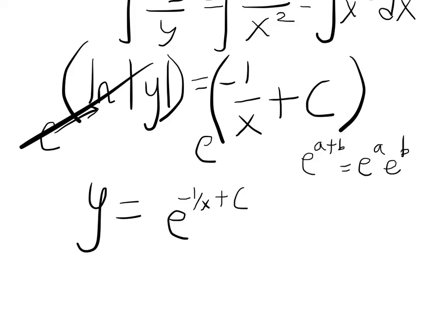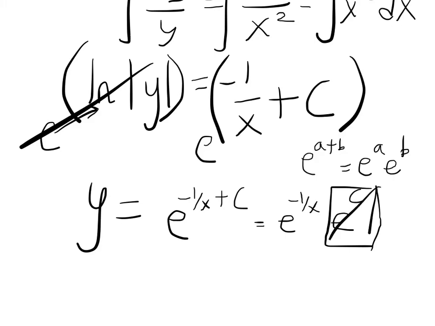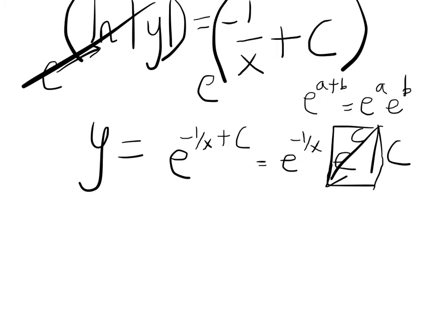So in this case, this is the same as e to the negative 1 over x times e to the c. But e to the c is just a constant. E is a number, right? 2.7 something, whatever. So we can just call this c. Okay? So our solution looks like y equals c e to the negative 1 over x.